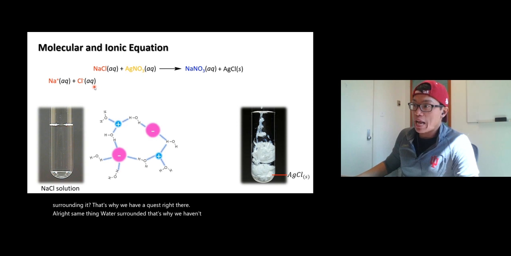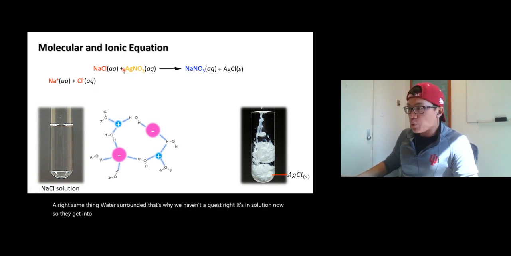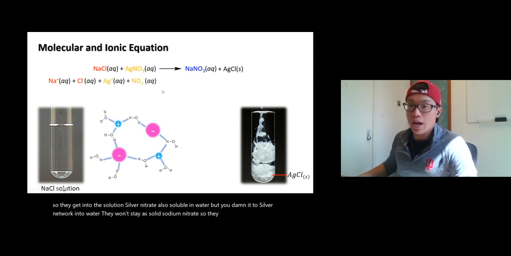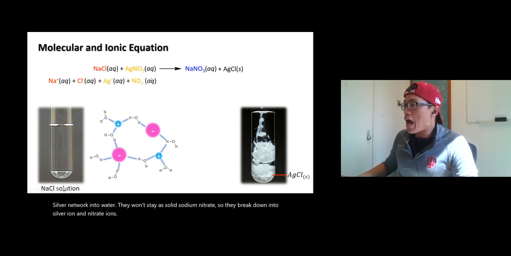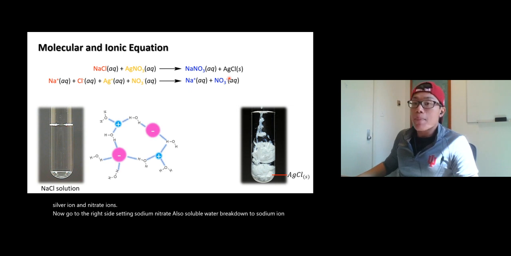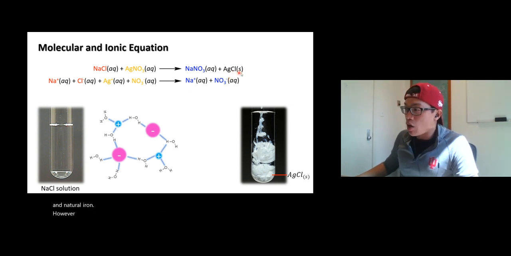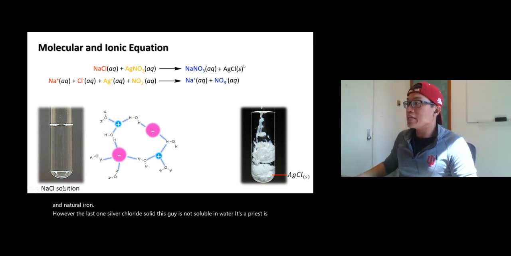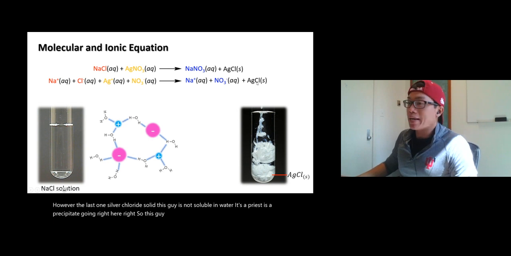It's in solution now. Silver nitrate is also soluble in water. When you put silver nitrate into water, it breaks down into silver ion and nitrate ion. Now go to the right side, same thing. Sodium nitrate is also soluble in water, breaking down to sodium ion and nitrate ion. However, the last one, silver chloride, is a solid. This is not soluble in water. It's a precipitate, so it stays as solid silver chloride.